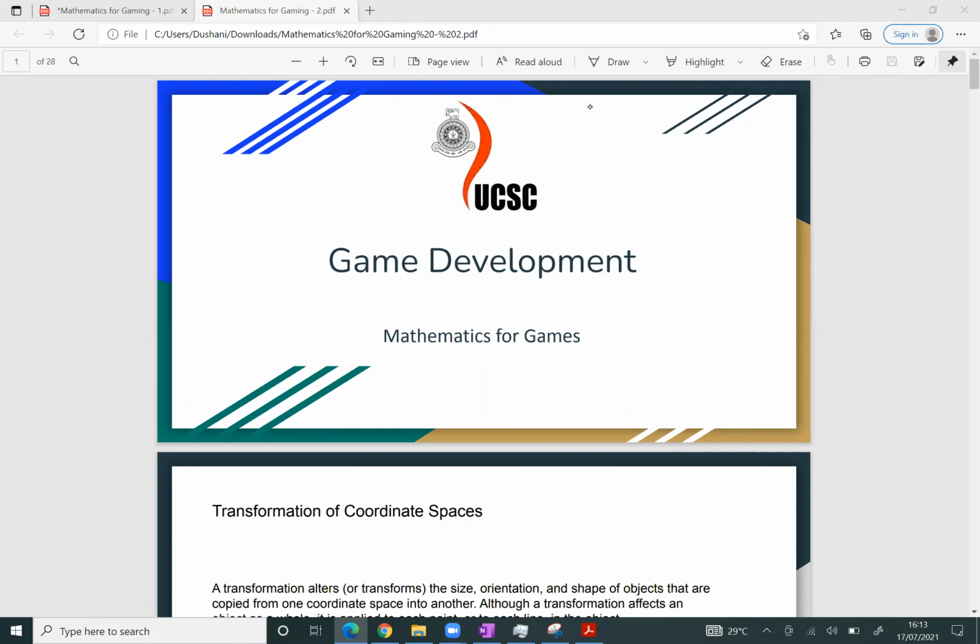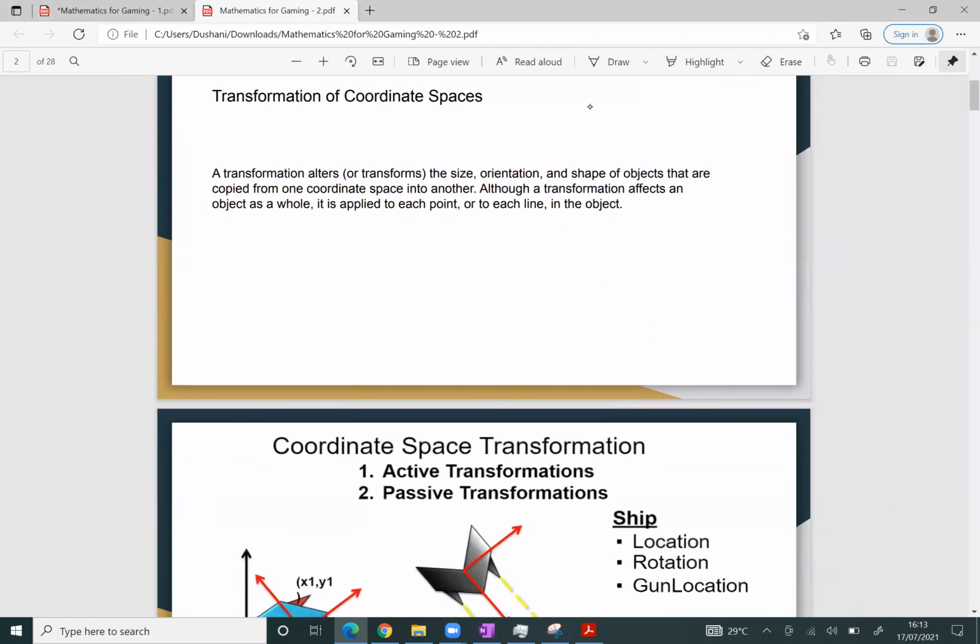In the second part of mathematics for games, let's first look at transformation of coordinate spaces. As we discussed previously, coordinate spaces map different coordinate systems, so you can easily convert a vertex to a different space. A transformation alters the size, orientation, and shape of objects that are copied from one coordinate space into another.